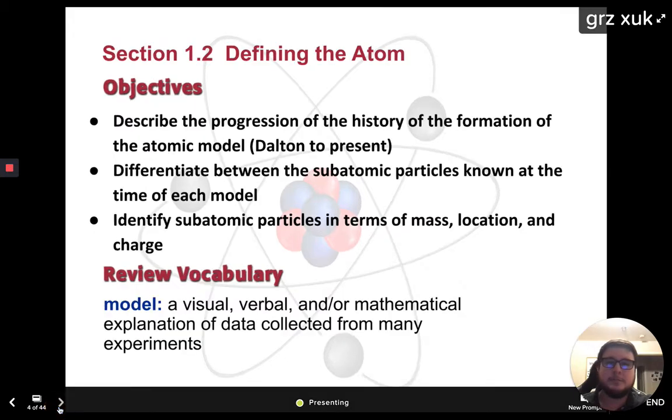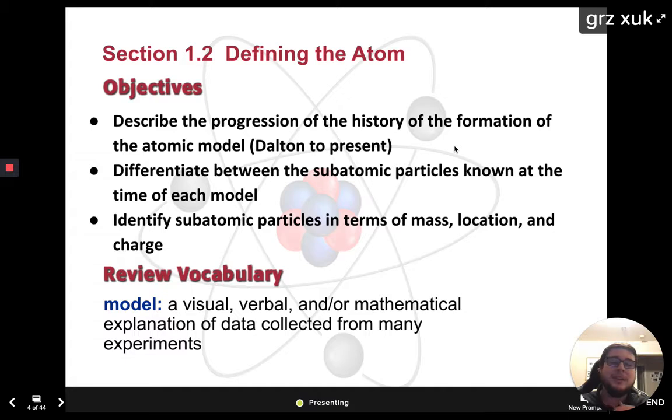All right. Our objectives for today, we want to be able to do 3 things. We want to describe the progression of the history of the formation of the atomic model. Yesterday we did Democritus and John Dalton, and today we want to go from John Dalton to present day. We want to be able to describe that history. Number 2, differentiate between the subatomic particles known at the time of each model.